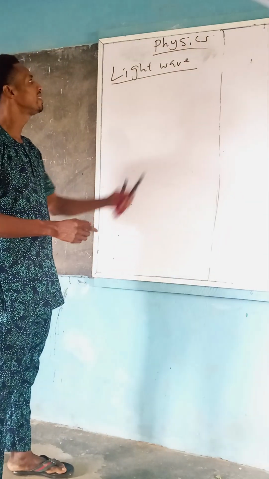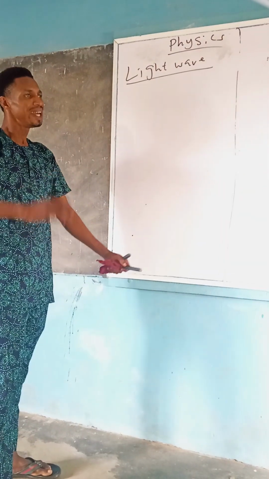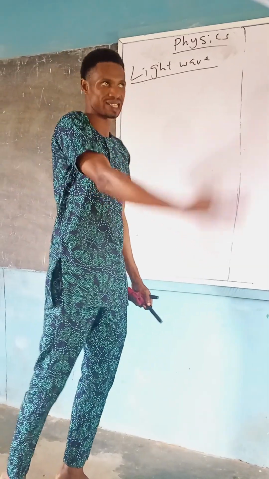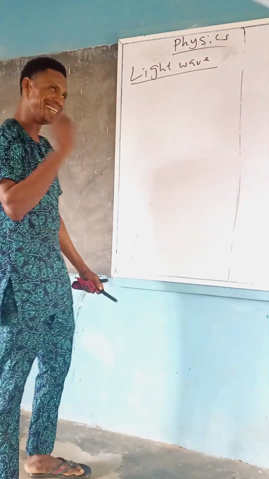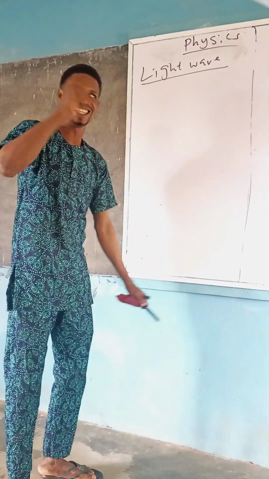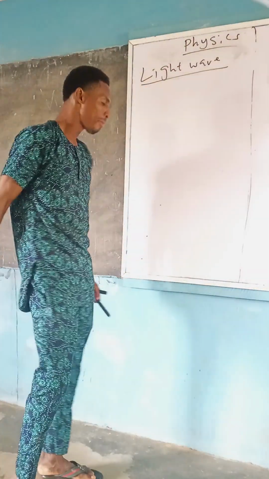I'm here to explain light waves. Before we move on, let's explain light. Light is the visible part of the electromagnetic wave.